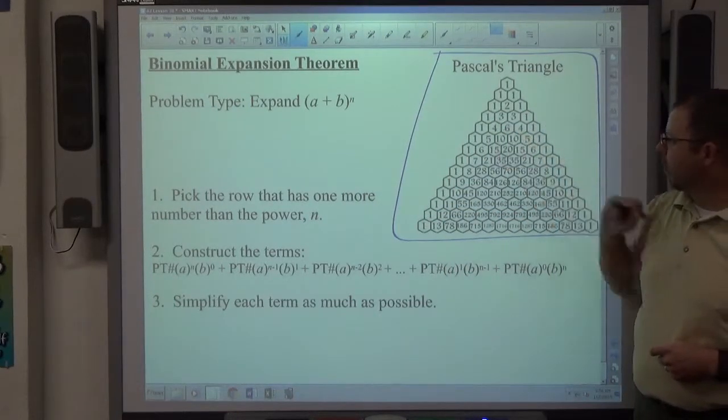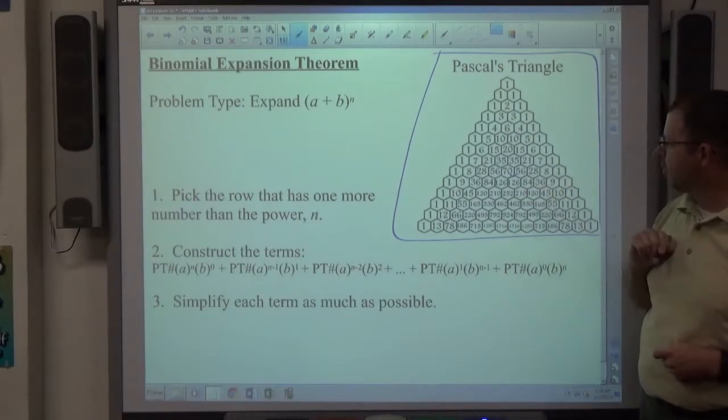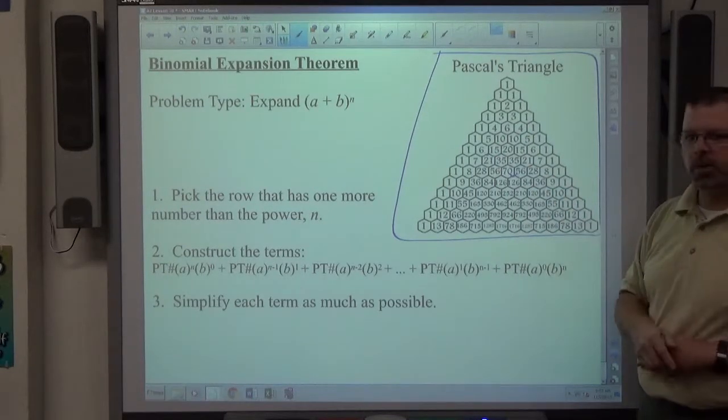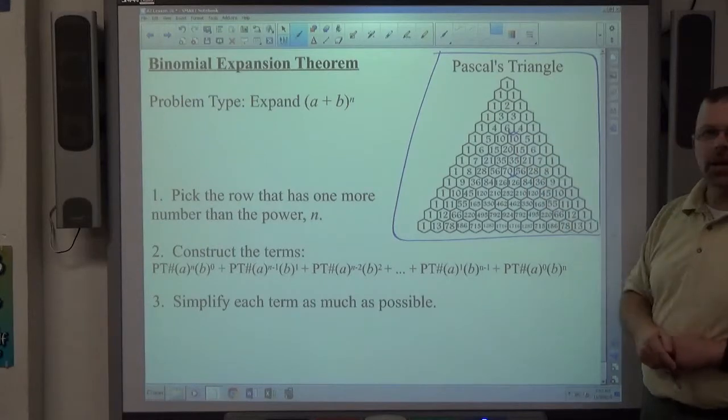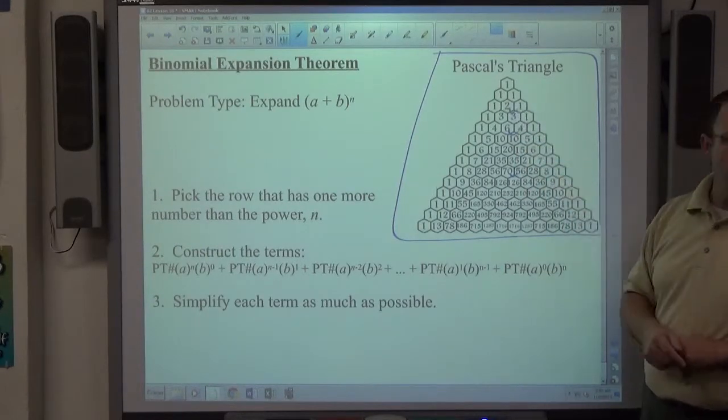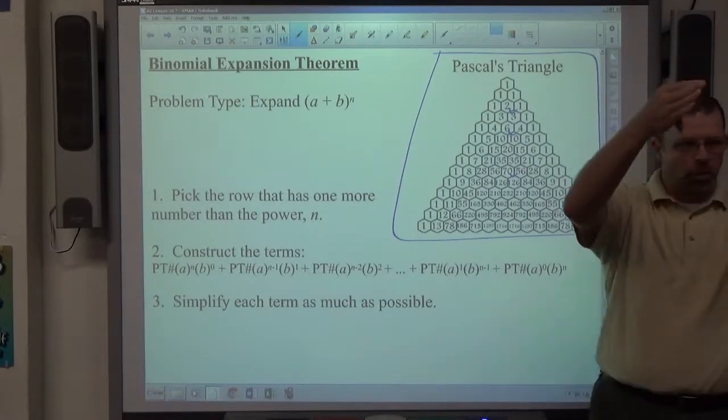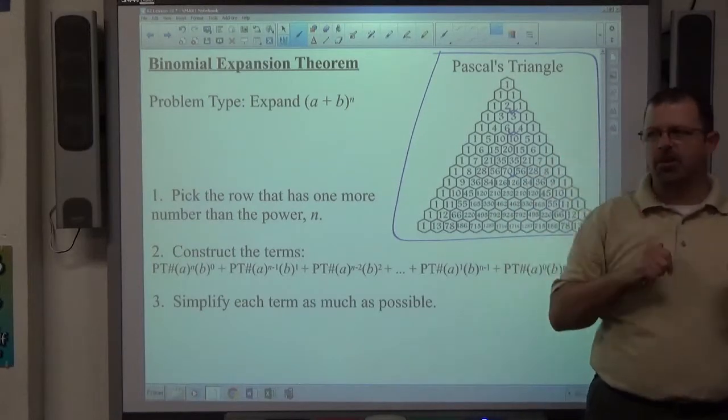So 1 and 3 make 4. 70 and 56 make 126. 6 and 15 make 21. 6 and 4 make 10. 2 and 1 make 3. We all see that? Just ones on the outside, and each next row has an extra number in it.